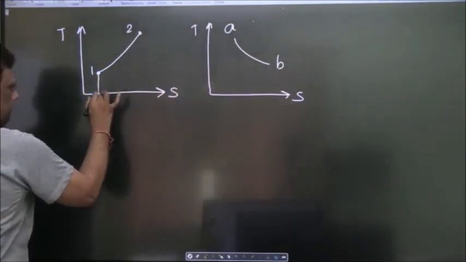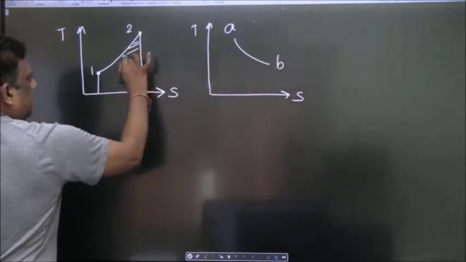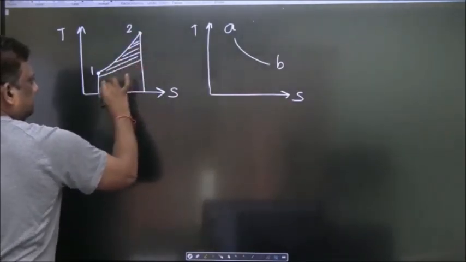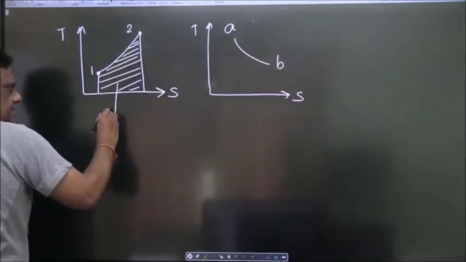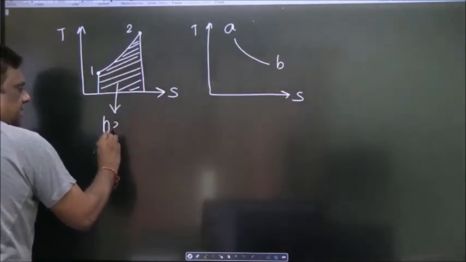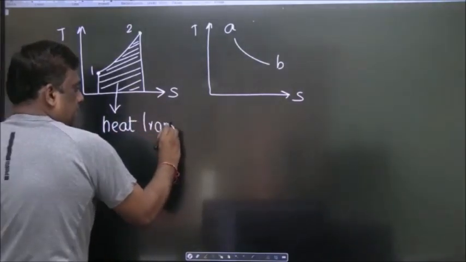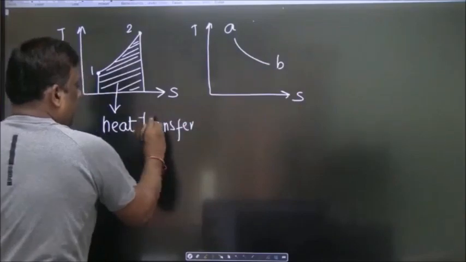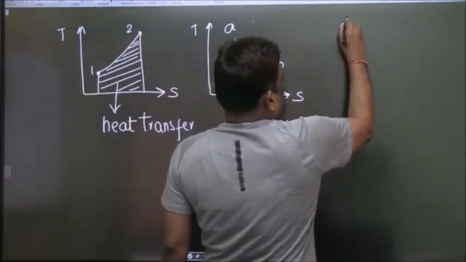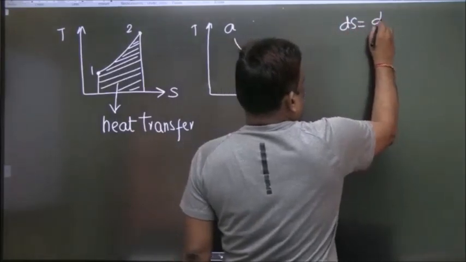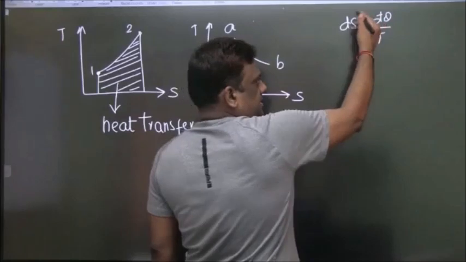Just project and find the area under the curve. This area under the curve will give you heat transfer if it is a TS diagram. But please note down that it will give it only for a reversible process. For example, because we calculated from ds is equal to d dash q by T, we have actually calculated from this, it is reversible.